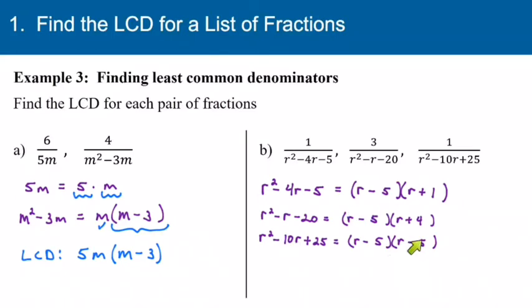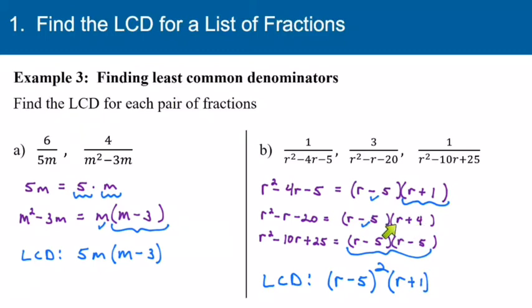Okay, so we have all of our factors here now, and we're ready to build our common denominator. So in the first denominator, I have an r minus 5, and I only have 1 r minus 5 in the second denominator, but I have 2 r minus 5's in the third denominator. So I'm going to put the r minus 5 down twice. And now let's look at r plus 1. I have r plus 1 here in the first denominator, but not anywhere else. So I'll need to put the r plus 1 down one time.